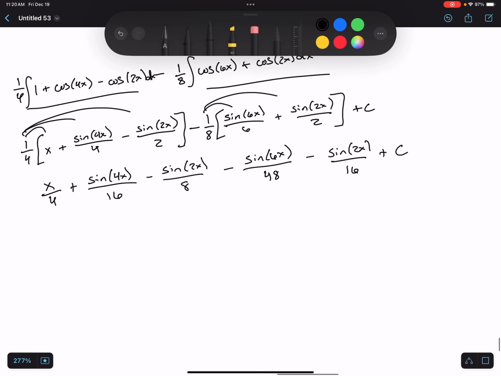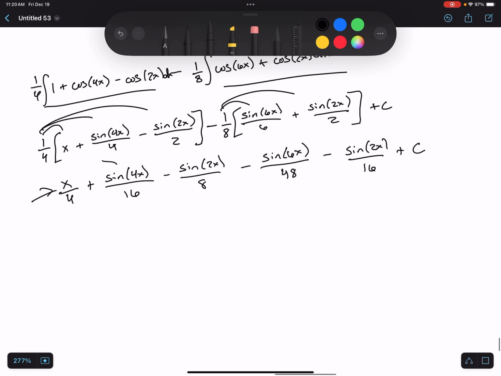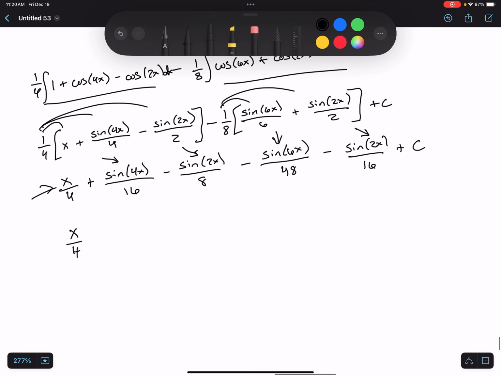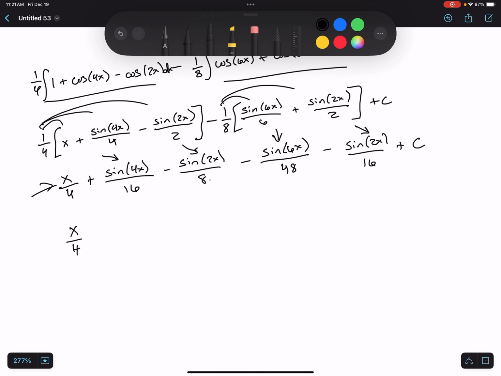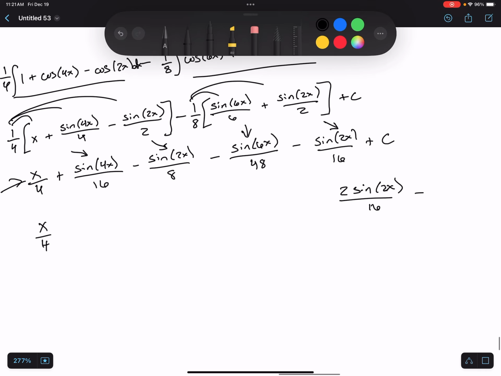And now we need to gather like terms. What we've got is x, sine 4x, sine 2x, another sine 2x, and a sine 6x. So we'll rewrite x over 4 first, and then we'll move on to our 2x's here. So what we've got is 1 sine 2x over 8, and then another one over 16. We'll multiply this one by 2, so we'll have 2 sine 2x over 16 minus, and this is already a negative, minus an additional sine 2x over 16. So we get minus 3 sine 2x over 16.